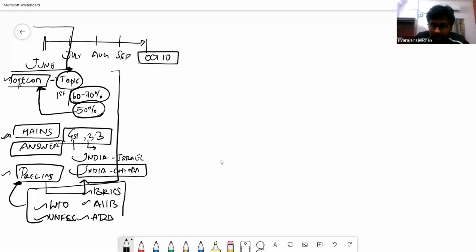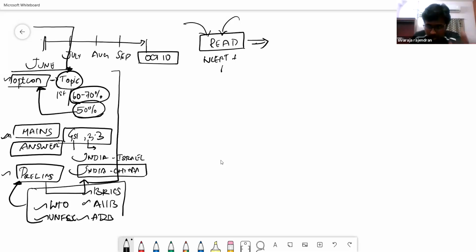See, for answer writing you first have to do this. Without doing this, no answer writing is possible. You cannot write answers. NCERT and the standard books: Laxmikanth, geography book, history book, environment book, whatever standard book, or Modern India Spectrum. Without reading that, how will you write answers? First, you have to finish the standard books.